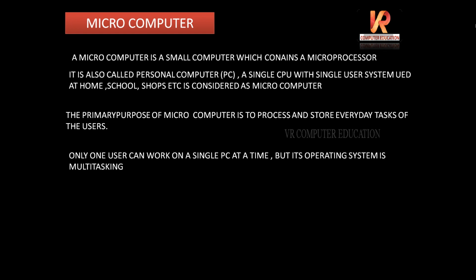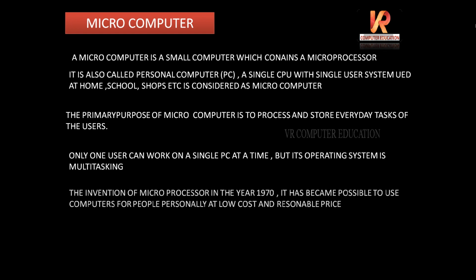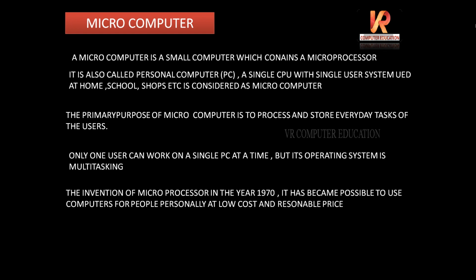Like while listening to songs, you can take a printout. While listening to songs, you can browse the internet, you can download, you can print, maximize, minimize, you can create folders. Like this, multiple tasks you can perform in a single PC, but only one person can use it at a time. The invention of the microprocessor was done in the year 1970.